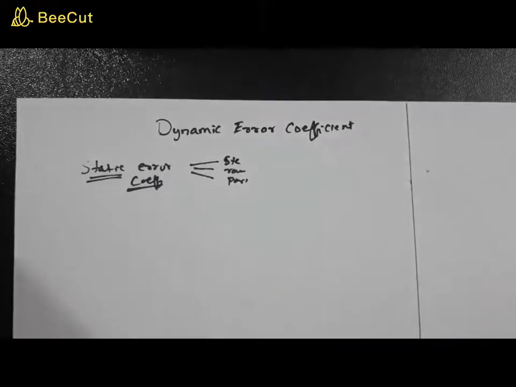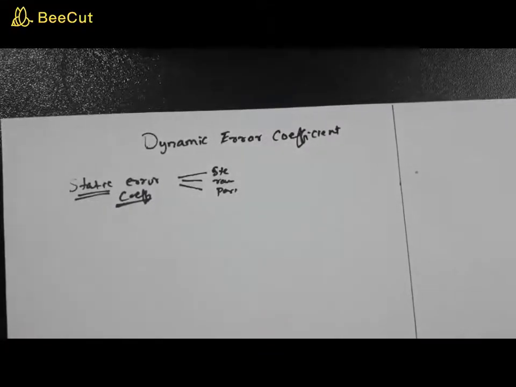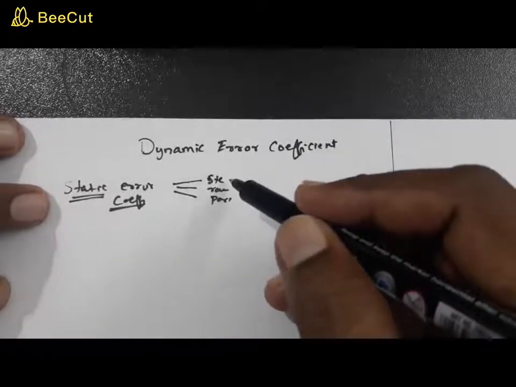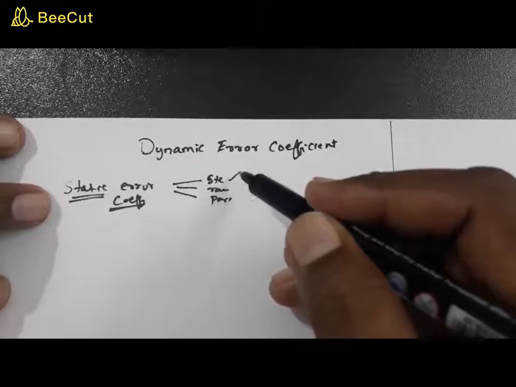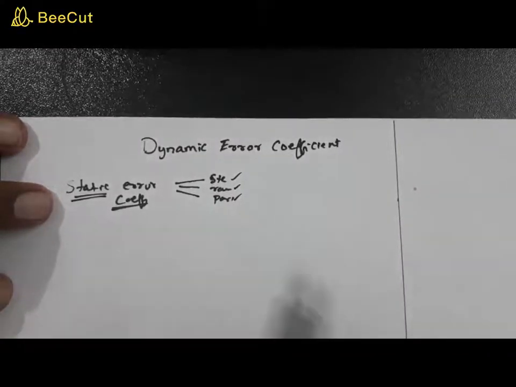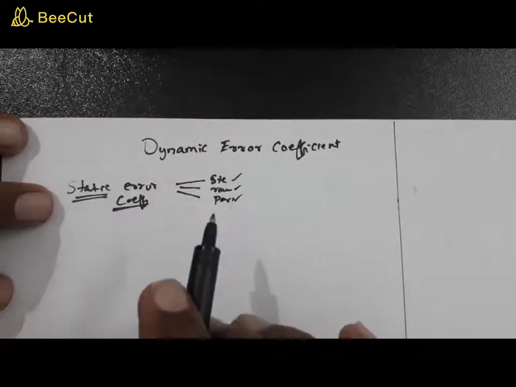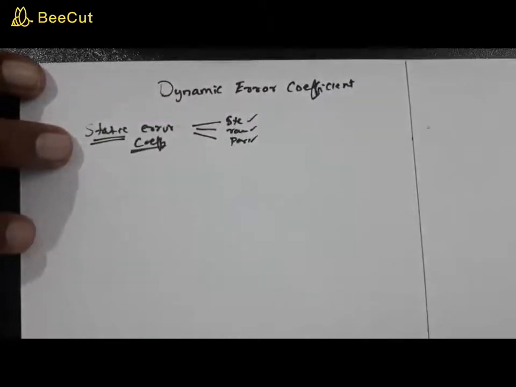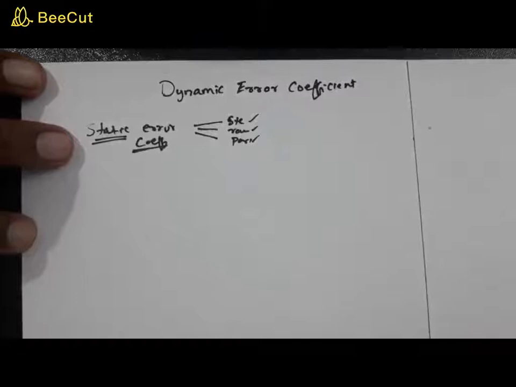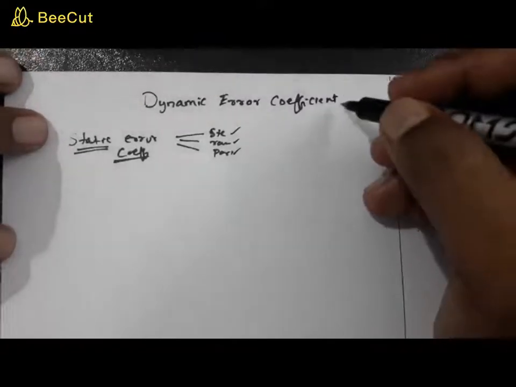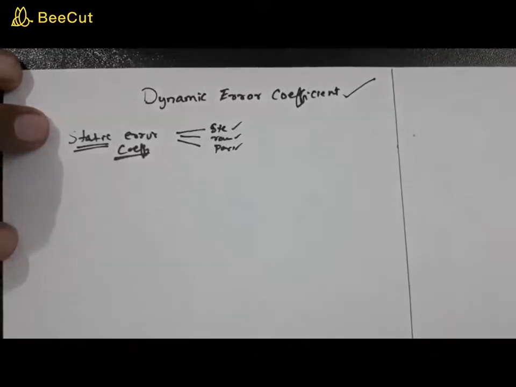So in order to generalize this, so that it can be applied to any inputs: in the static error coefficient, we only consider these three inputs. Now there can be a lot of inputs other than these. So in that case, how will you evaluate this steady state error or this error? You need to have an idea about the error at any instant of time for any input. So we need to have a general error coefficient, which is called a dynamic error coefficient.